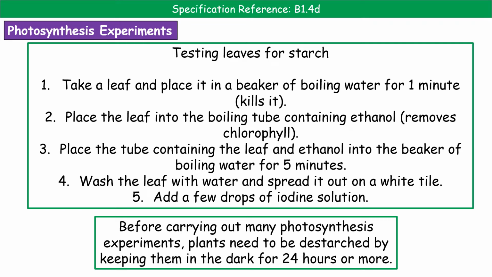Now, the way that we do this with our plants is we take a leaf, put it in a beaker of boiling water for a minute just to kill it, to stop any reactions occurring. We then place it into a boiling tube containing ethanol, and then we're going to heat that for 5 minutes in a beaker of boiling water, not over a Bunsen flame. The reason we put it in the ethanol is it removes the chlorophyll from the leaf, and the reason we don't use a Bunsen flame is because ethanol is flammable. So you literally have a beaker of boiled water that you then just sit it in. No flames anywhere near because we don't want to set fire to it.